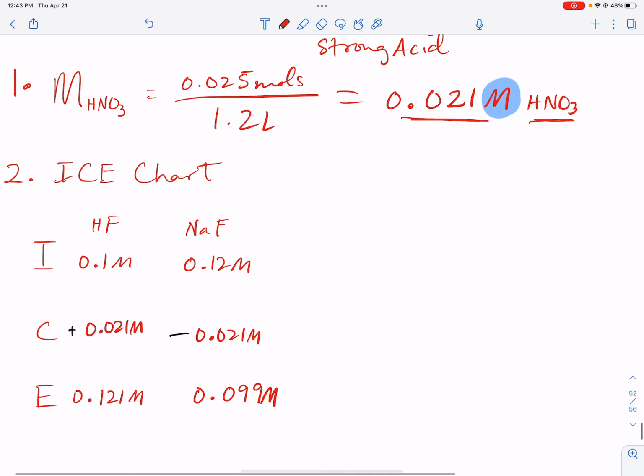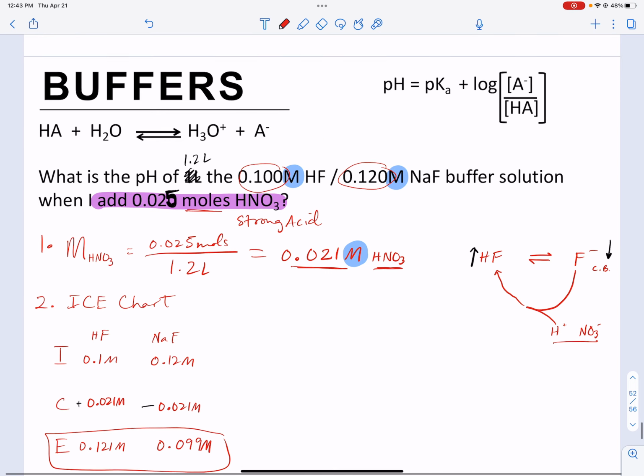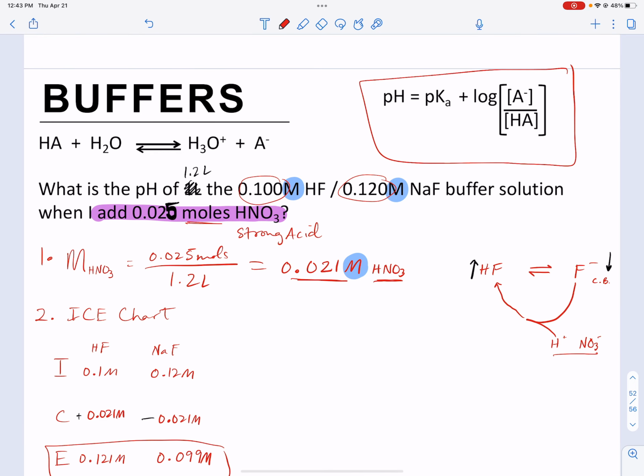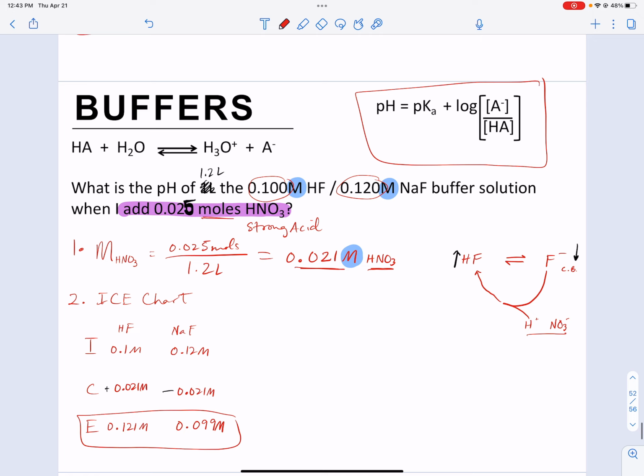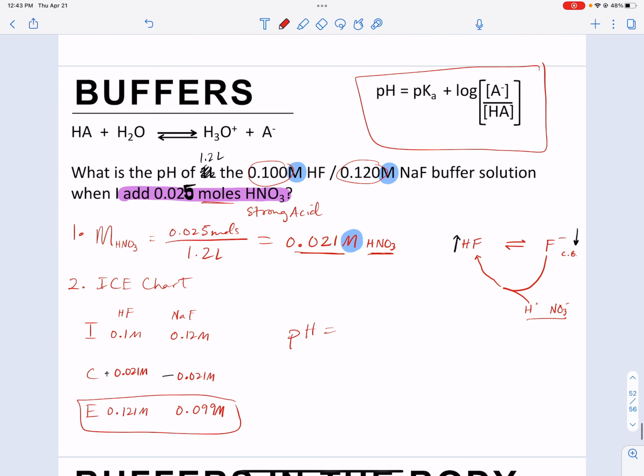Yeah, molar. These we're going to plug into the Henderson-Hasselbalch equation, which is right up here. And you'll have this on the exam, so you do not have to memorize it. So now let's just solve for pH. pH equals pKa, same pKa that we've used the past two times, 3.46, okay? 3.46 plus the log of conjugate base on top, so the 0.099, over concentration of weak acid, 0.121.